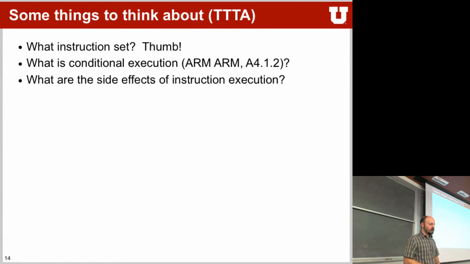Okay, so just a couple of things that you should know now. The instruction set that we're using is Thumb. We're not using anything else. We don't use the ARM instruction set, but the Thumb instruction set. Also think a little bit about how conditional execution works. You can read it up in the ARM section A4.1.2, which has a lot of details on how it works. And think a little bit about what could be side effects of instruction execution. So what happens if you execute an instruction? What could happen externally? For example, the status register is something that changes because you have execution.